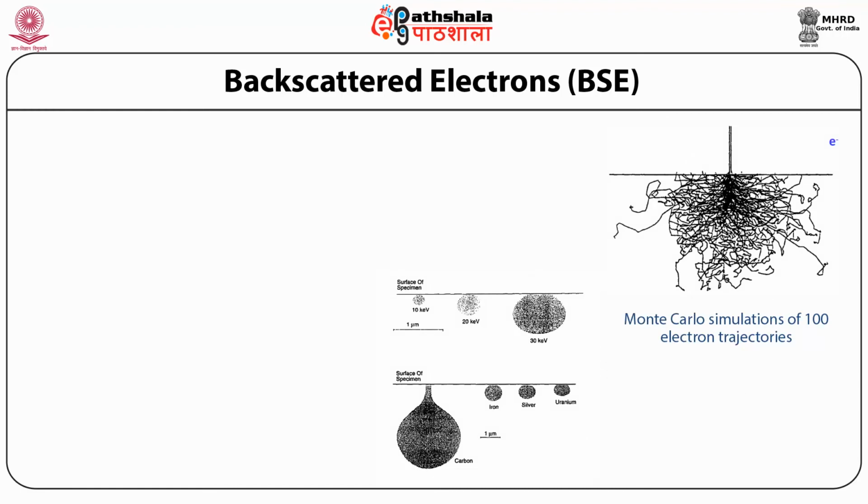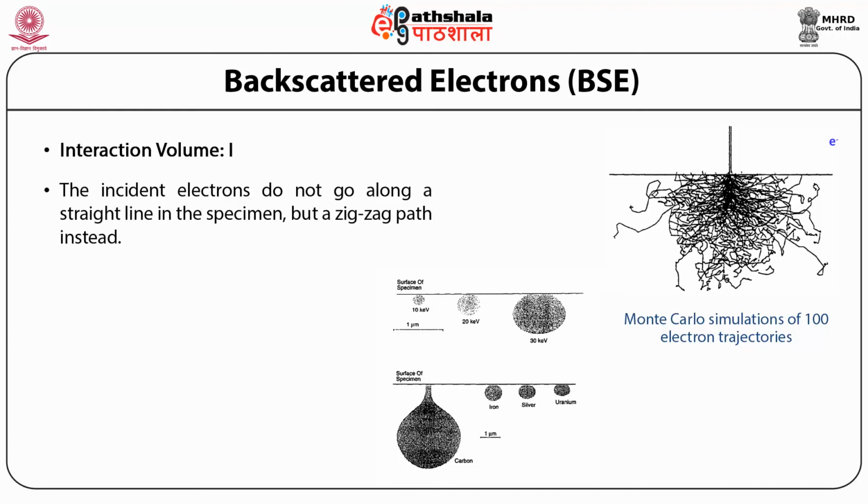Let us now discuss the two types of interaction volume, that is, interaction volume first and interaction volume second. The left hand side figure schematically represents interaction volume first, which shows Monte Carlo simulations of 100 electron trajectories, where the incident electrons do not go along a straight line, but go in a zigzag pattern inside the specimen.